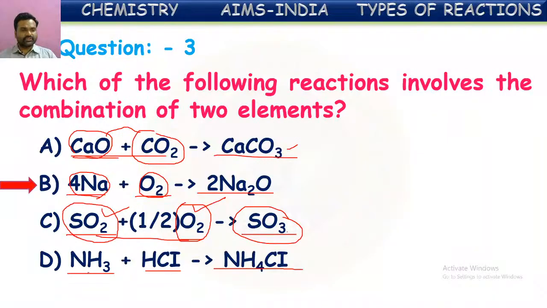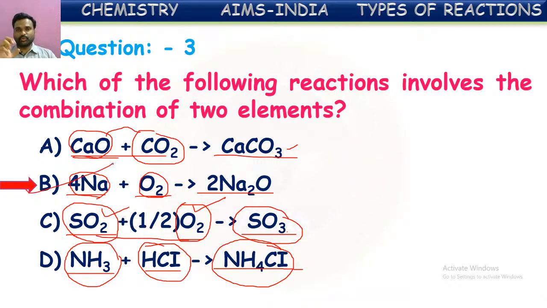Last one, this is the combination of two compounds because ammonia is a compound. Hydrogen chloride is also a compound. And finally, they are forming a new compound. Combination of two compounds. So the only correct answer is B, in which sodium and oxygen, two elements, are combining to form a new compound, sodium oxide.